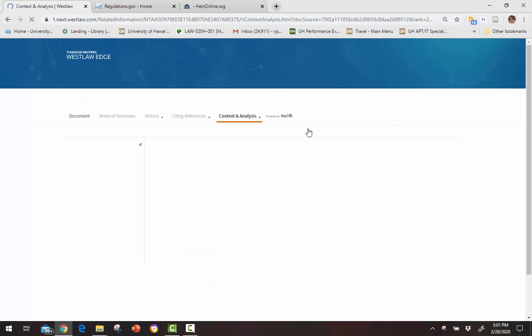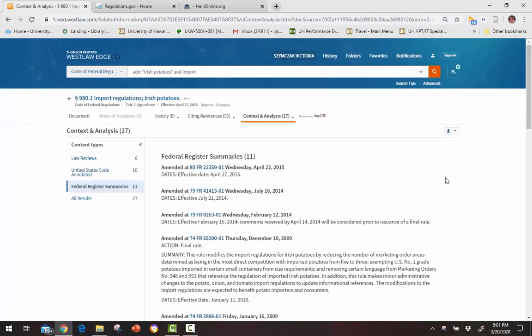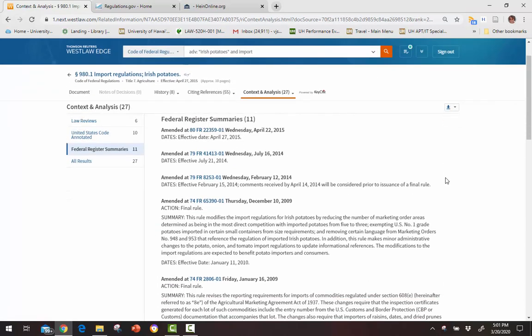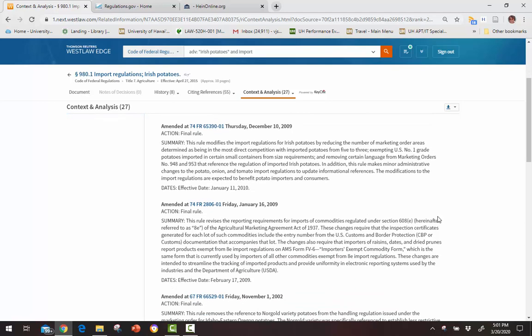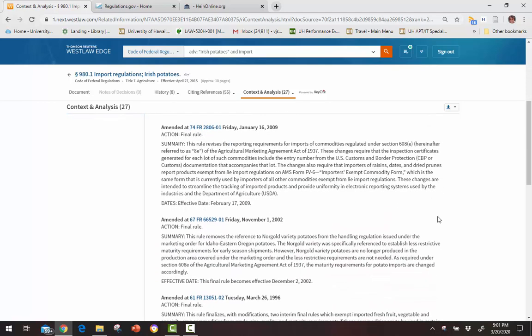These are really helpful. The Federal Register sections that affect the various code sections that you're looking at, they will drop them here in Westlaw within this tab, and they will drop down the summaries of them for you.